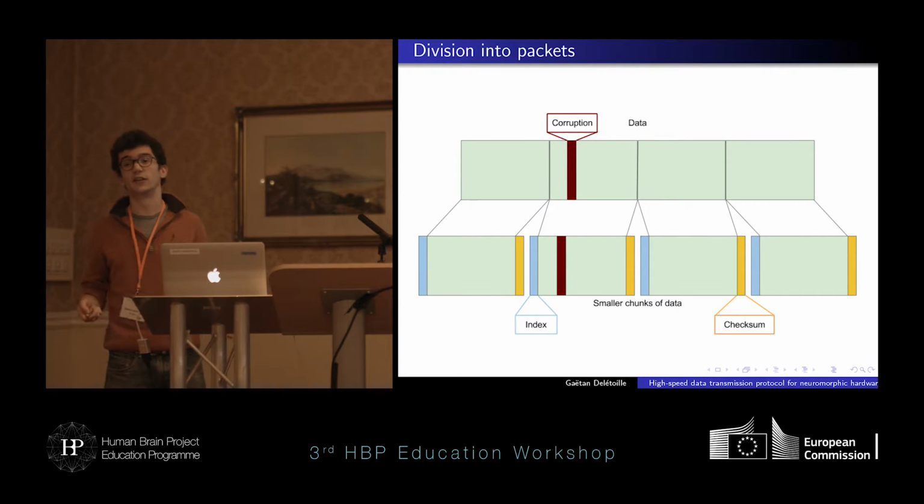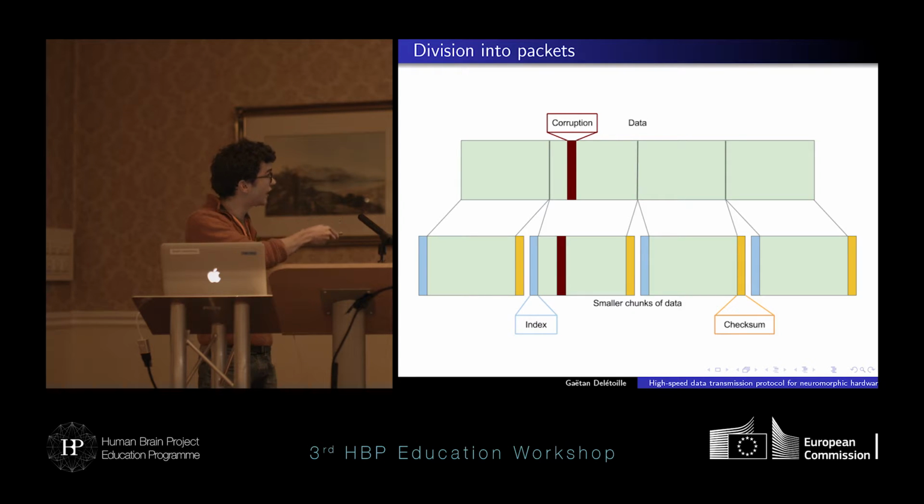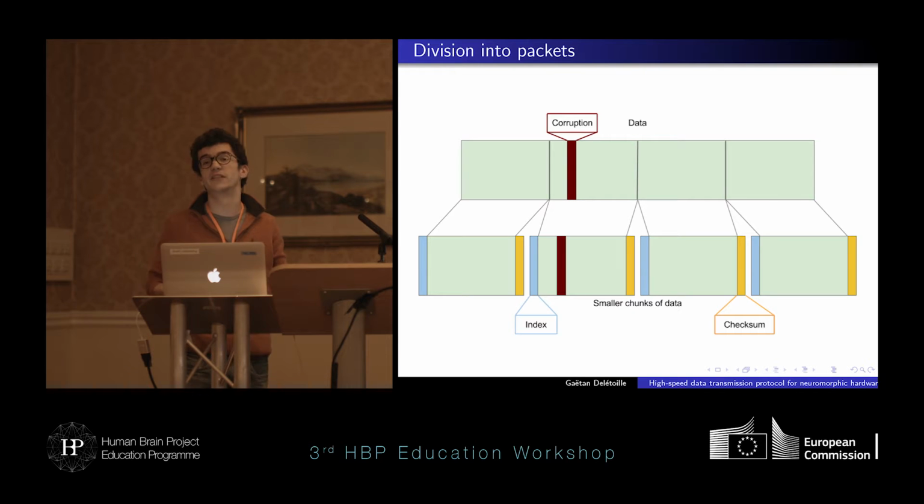The problem is that if we know that it's been corrupted, we have to send all the data again. In order to avoid that, we divide our data into small chunks of data, and we index them, so we only have to send again the smaller piece that has been corrupted. So that's the basic idea of the algorithm, of the protocol.